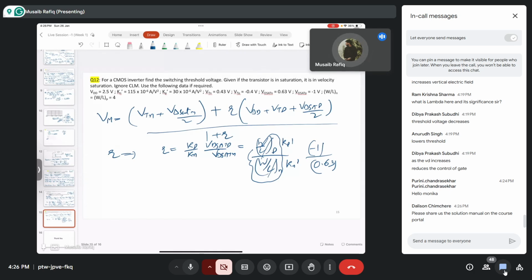Then you can follow the question and plug this value in here, and you can get the answer. Do tell me your answer in the next class.